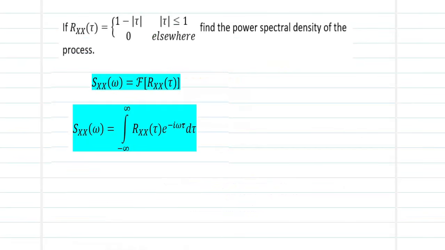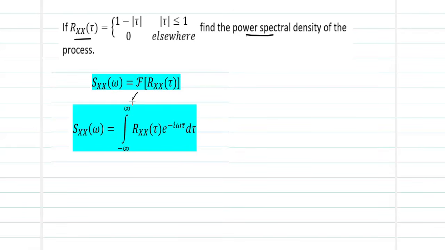The problem is: if Rxx of tau is 1 minus mod tau for mod tau less than or equal to 1 and 0 elsewhere, find the power spectral density of the process. We have been given Rxx of tau, the requirement is power spectral density. Power spectral density Sxx of omega is the Fourier transform of Rxx of tau.